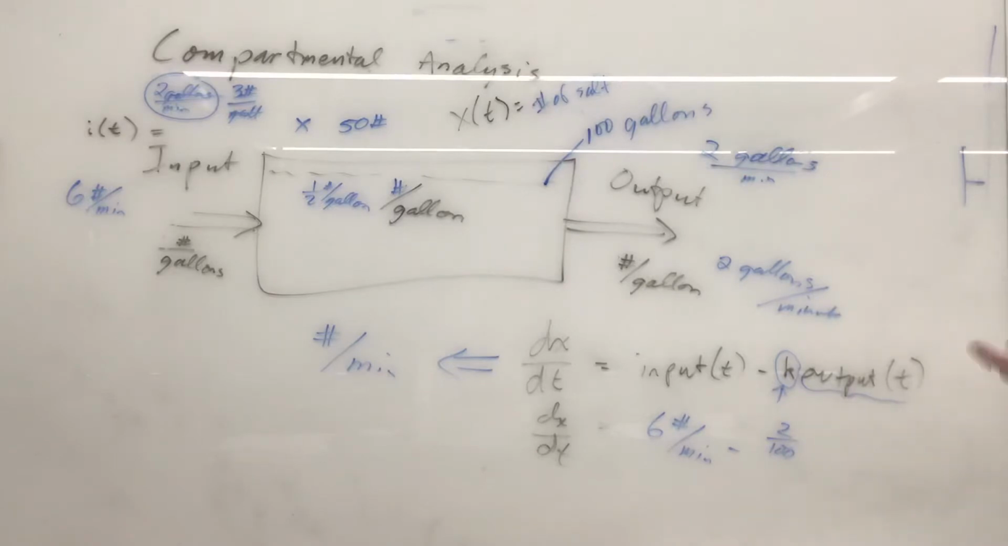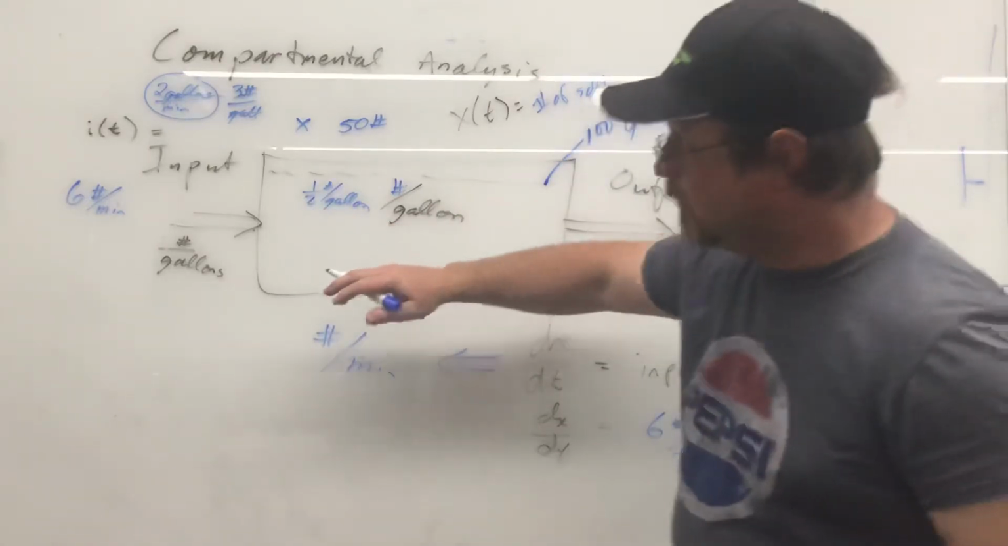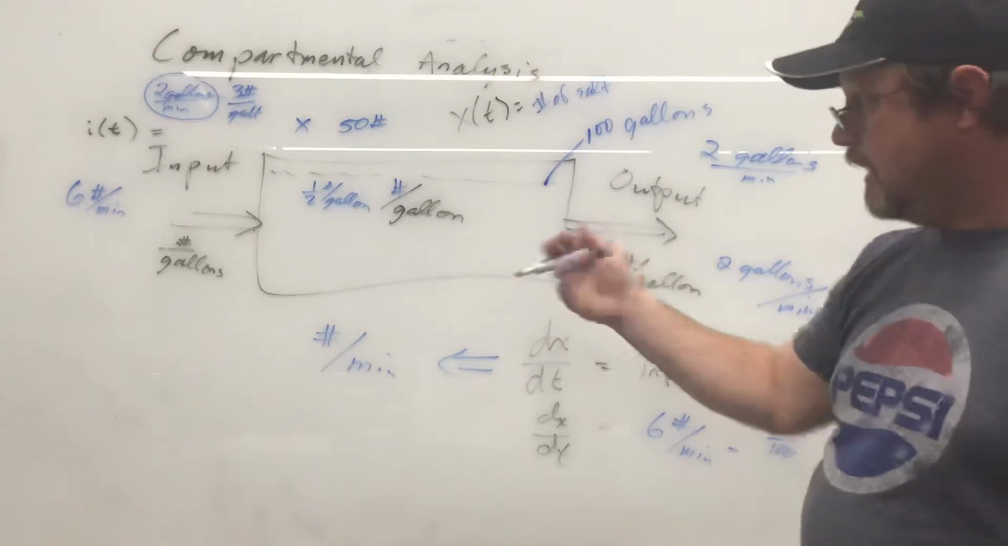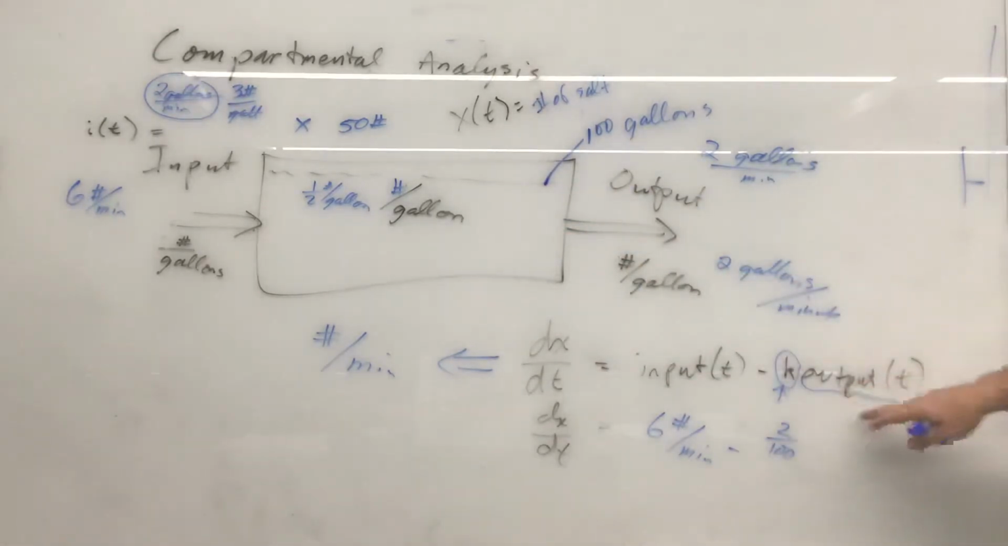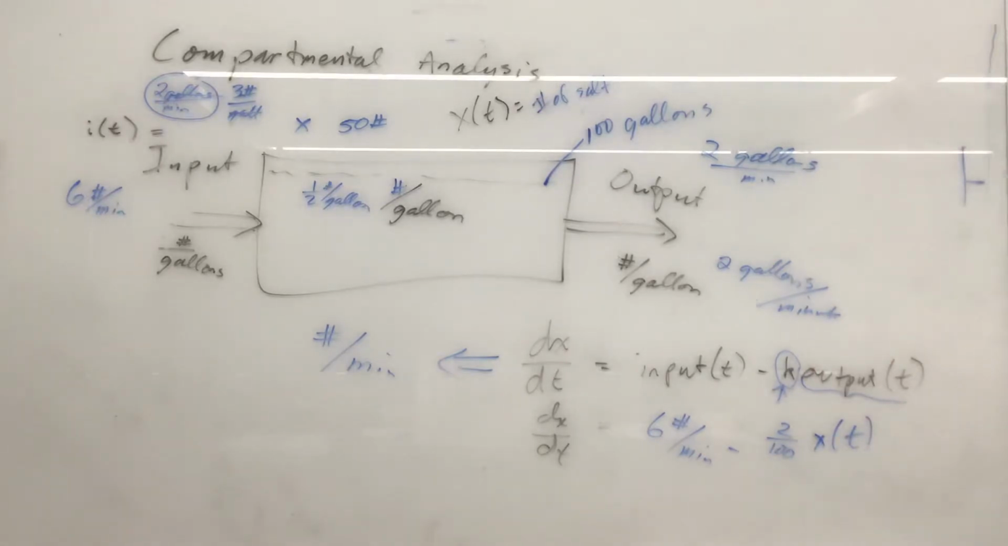But as time goes on, that's a moving target, right? Because this is going to go from half a pound per gallon, and at some point it's going to be up to 3 pounds per gallon as this liquid comes in. And so this concentration level is going to change. So what is exiting in terms of an output is not a constant. What's exiting is X of T, okay? Where X is the amount of salt of whatever exits.